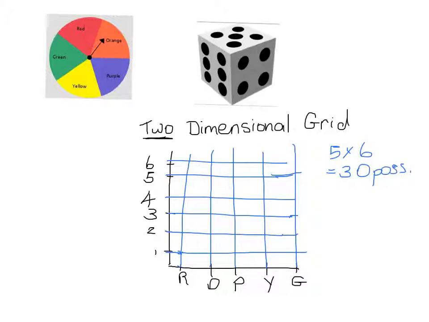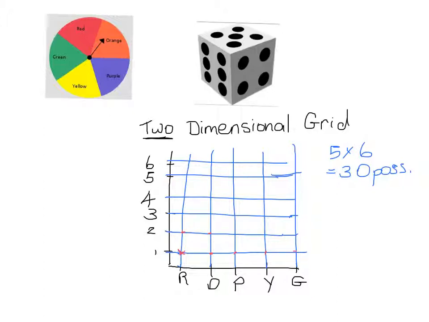All right, 30 possibilities, which means, for example, I can roll the die and get a 1 and spin the spinner and get a red. Or I can get a 1 and an orange, a 1 and a purple, a 1 and a yellow, a 1 and a green. And then I could go on and on. The 2 and the red, the 2 and the orange, and so on. And when you count up the number of possibilities in all, there are 30.